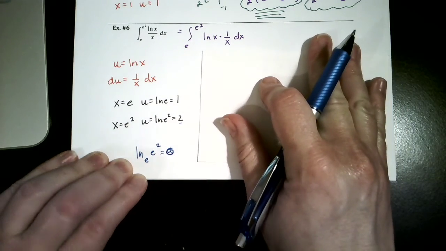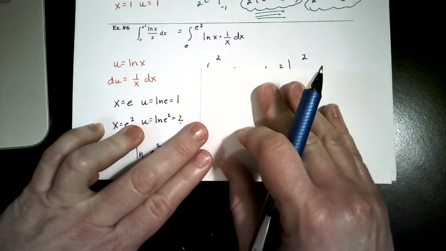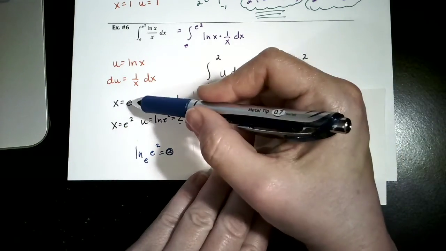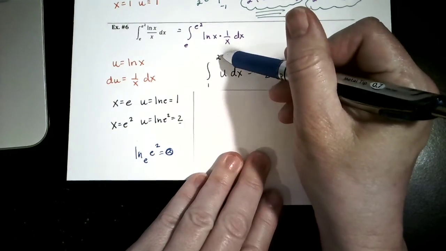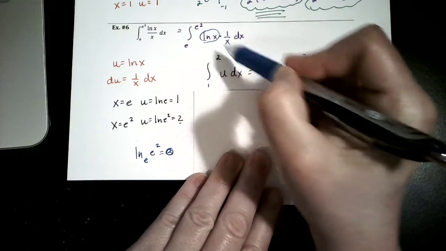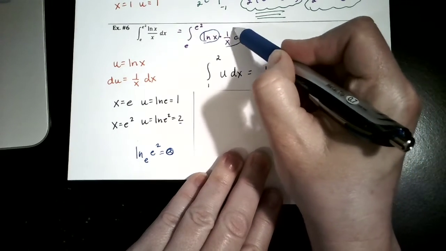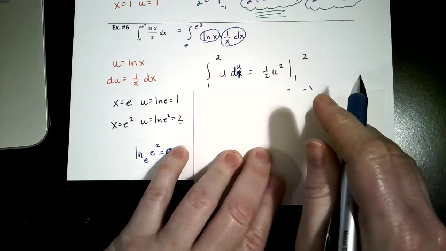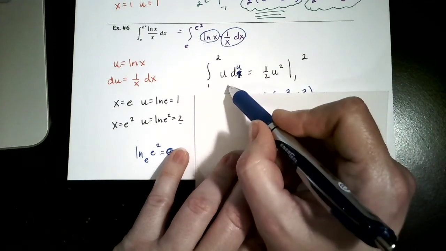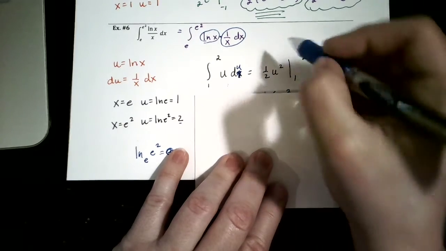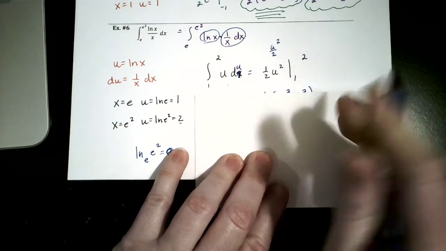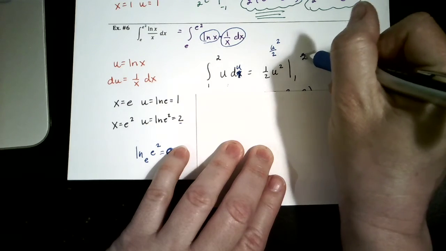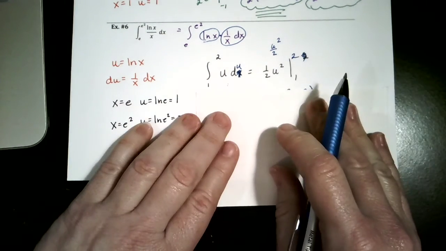All right, so I'm going to rewrite this thing. This was nice and convenient. e to e squared becomes 1 to 2. This was our u. This whole thing got absorbed by the du. And we can just integrate u. 1/2 u squared. Some of you may want to write it u squared over 2. Doesn't matter to me. From 1 to 2. And then we plug in our 2.